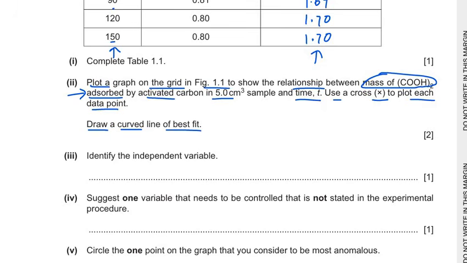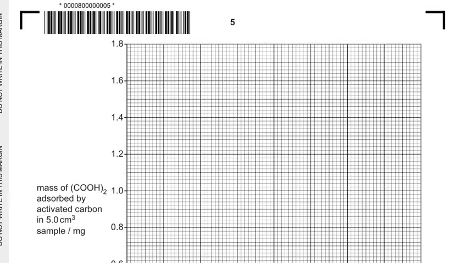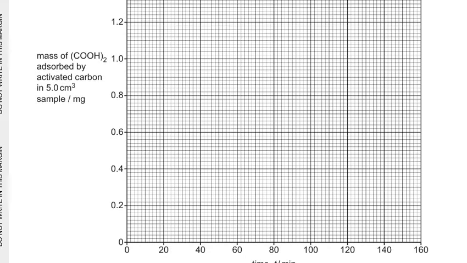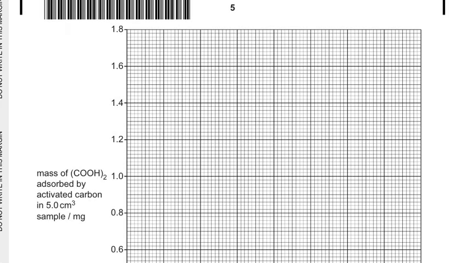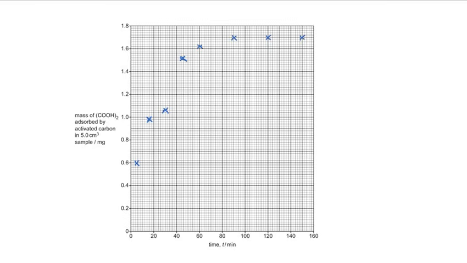So let's see what's the graph here. Yes, here is the grid given. Let me minimize because it's not coming in the screen. So let me minimize and show you it. And also I'll plot the points after minimizing so that you can directly understand it. So now this is the grid I have minimized, and I have plotted the points of the ethane dioic acid mass adsorbed by the activated carbon in 5 centimeter cube sample against the time in minutes on the x-axis. Now all the points are given here.